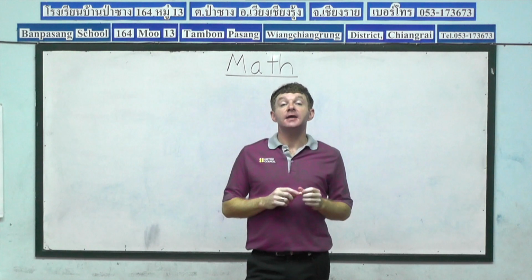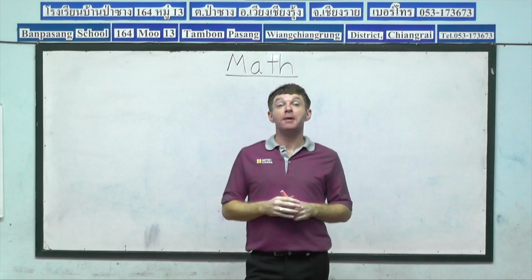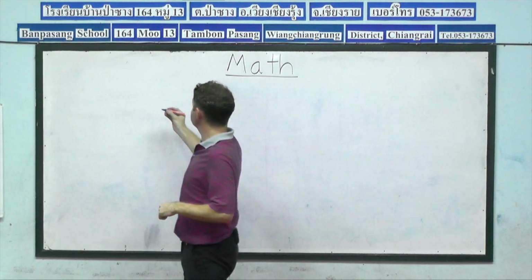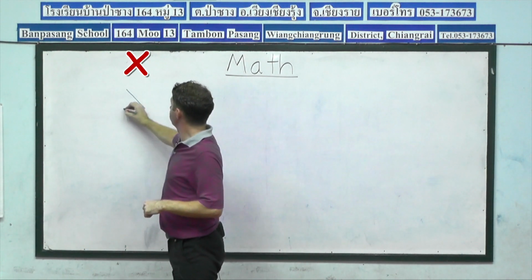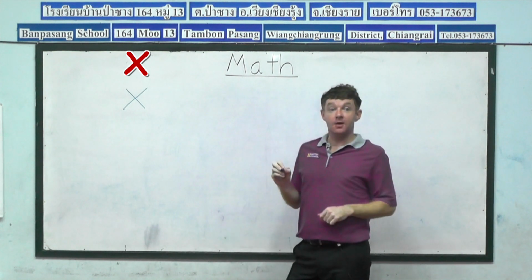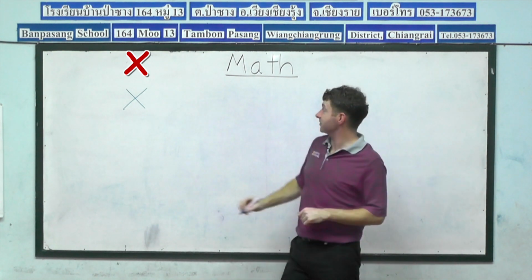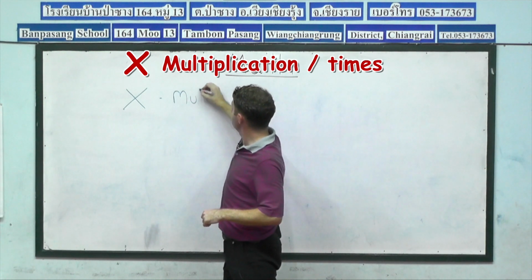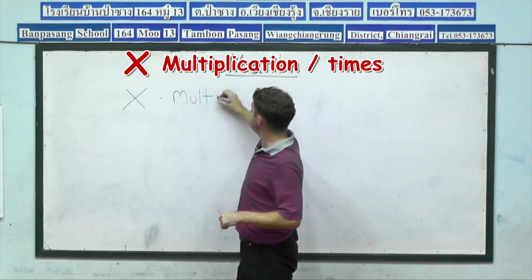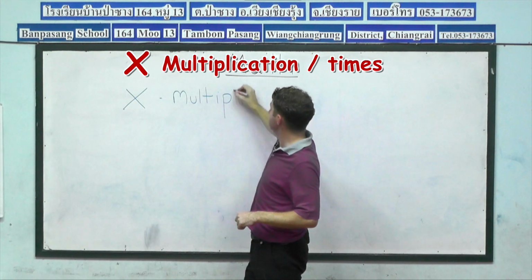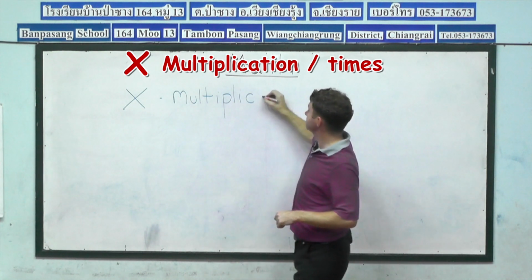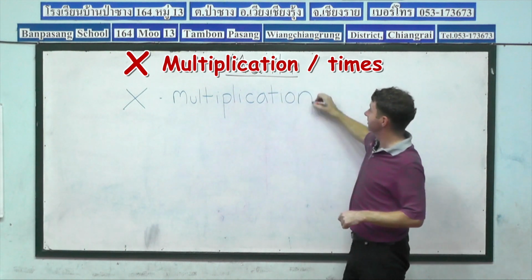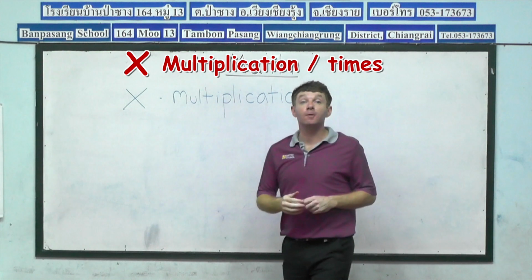So today, in math class, we're going to be learning about a different type of symbol. So who can tell me what this symbol represents, guys? Multiplication. Multiplication is correct. So let's spell that together. M-U-L-T-I-P-L-I-C-A-T-I-O-N. So altogether, multiplication.